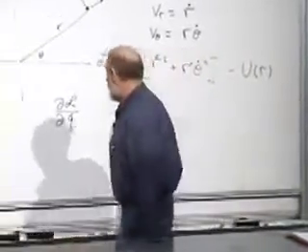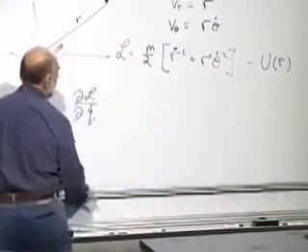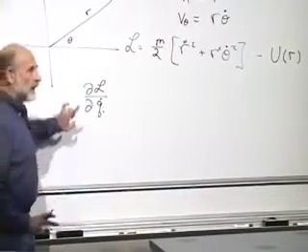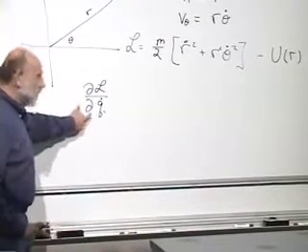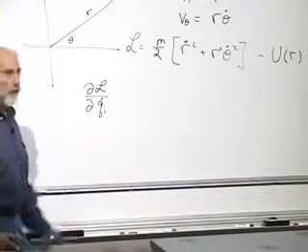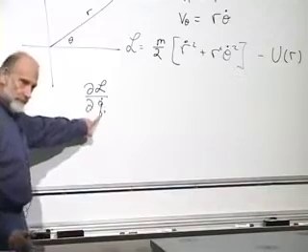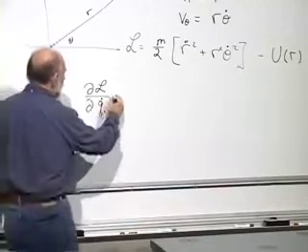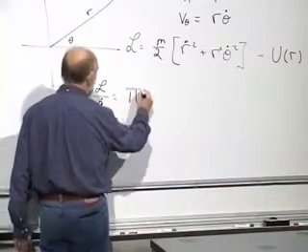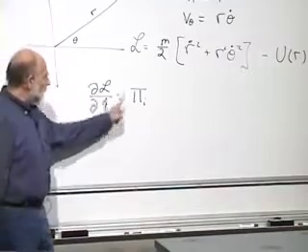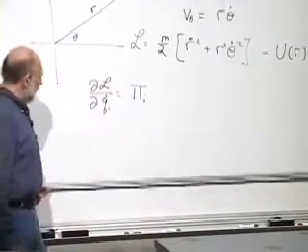For each coordinate we begin by writing down the canonical momentum conjugate to the coordinate. That means the derivative of the Lagrangian with respect to the velocity, or with respect to the q dot, the time derivative of the coordinate, and that's called pi sub i. And one says that pi sub i is the momentum conjugate to q sub i.